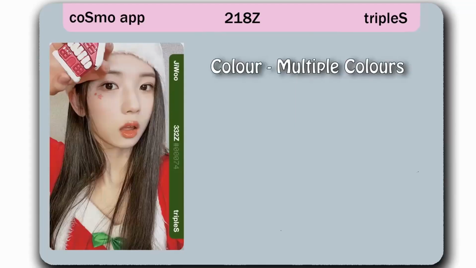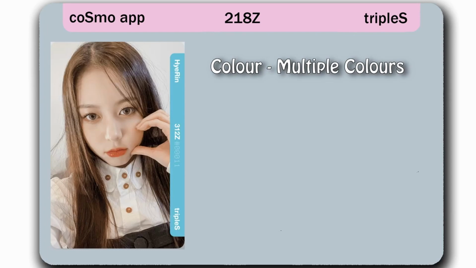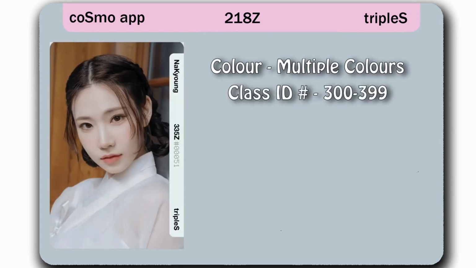Now the banner color for this class will range in color depending on which event it is, but the identifying number will always be in the 300s.